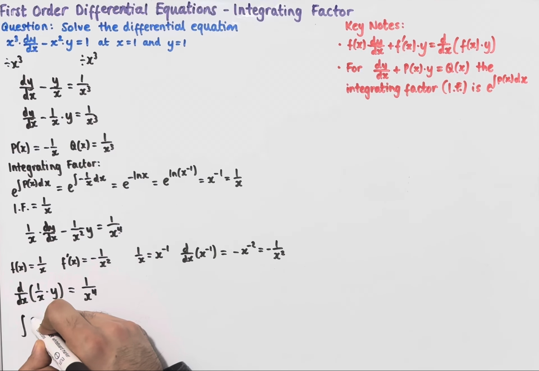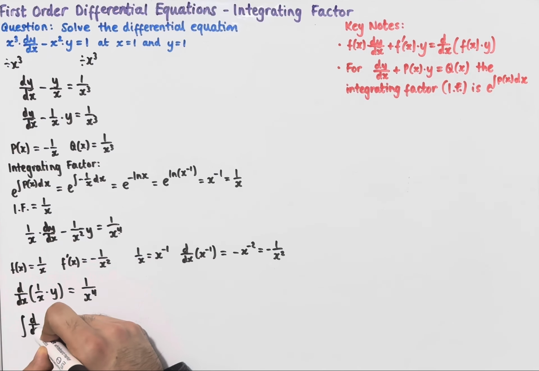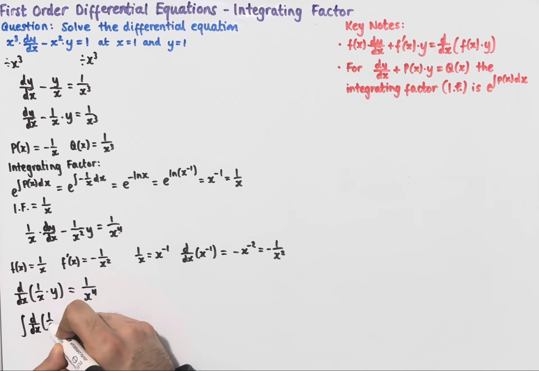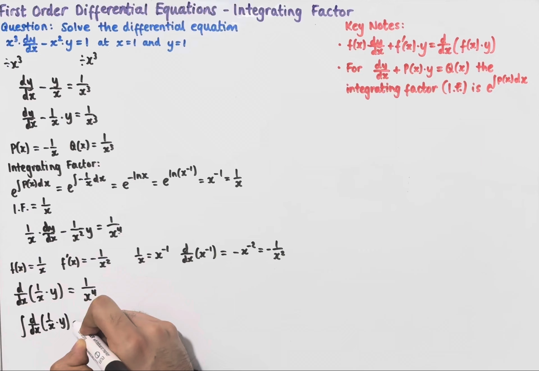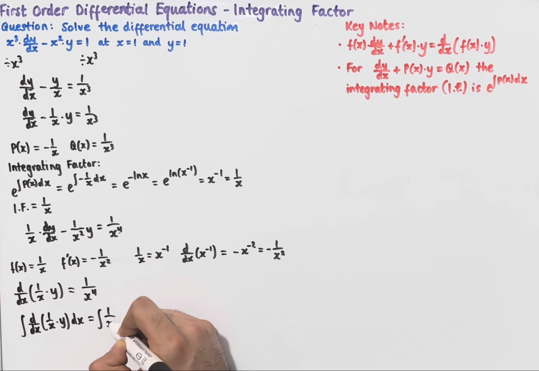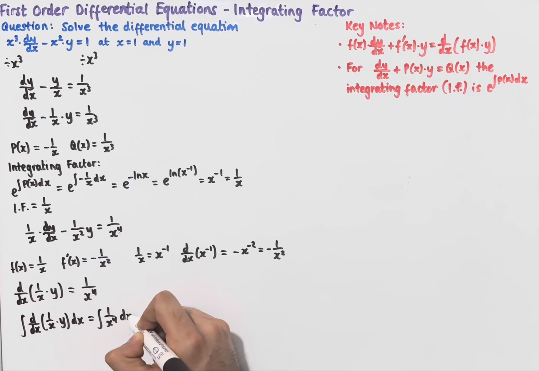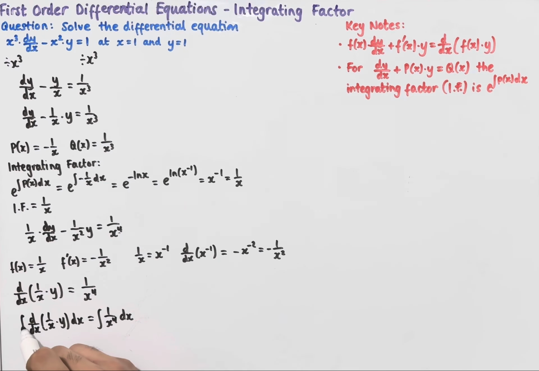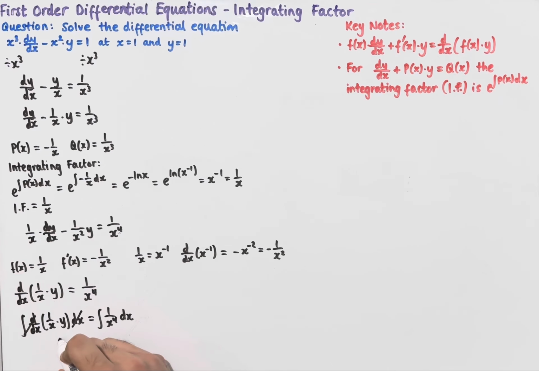And now we integrate both sides with respect to x. So we have the integral of the derivative with respect to x of 1 over x times y, with respect to x, equals the integral of 1 over x to the power of 4 with respect to x. And so on the left hand side, the integral and the derivative with respect to x cancel, and so we're now left with 1 over x times y.